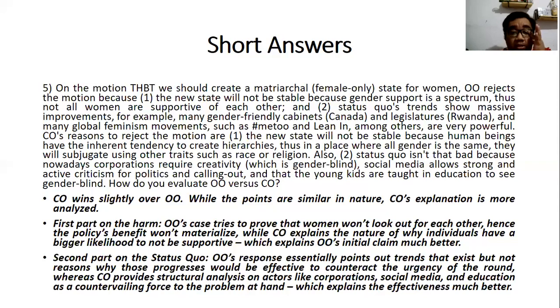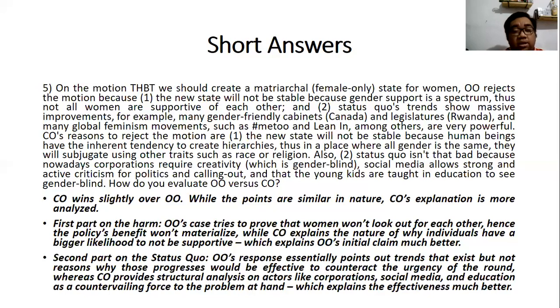Now, the second part is on the status quo. So opening opposition's response basically points out that there are many trends existing, like in Canada and Rwanda, Me Too and Lean In. But the problem that we had was there was not an explanation of why these trends or these progresses would be effective to counteract the urgency of the round, right? Basically saying that there are these mechanisms doesn't explain why they would be effective.